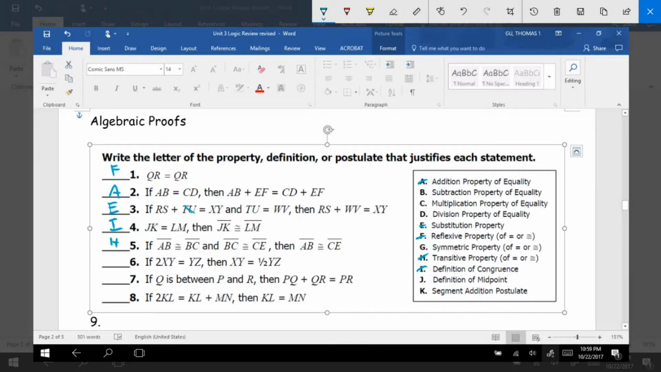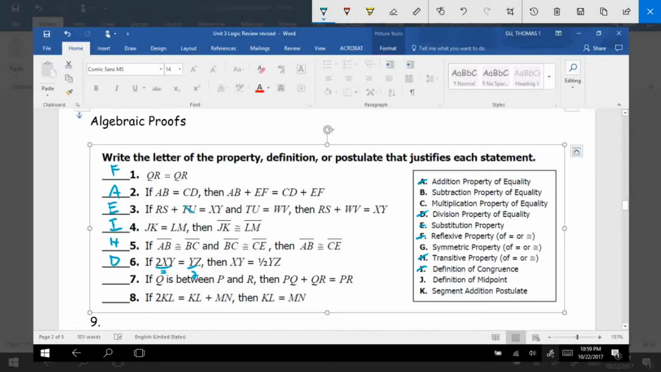Number 6, if 2xy equals yz, then xy equals 1/2 yz. We divided both sides by 2, so that means we use the division property of equality. That would be D. Number 7. Oh, they gave you some extra ones here to try to trick you up. I see there's 4 choices left and only 2 questions.